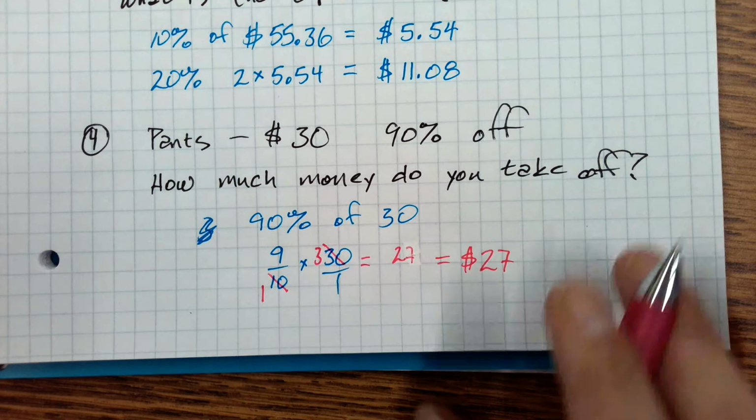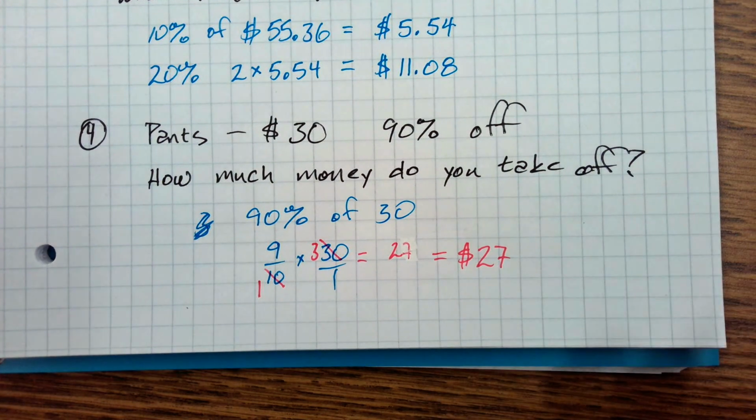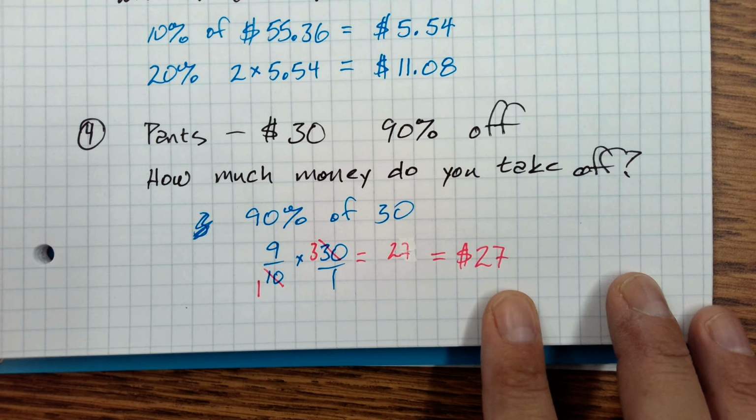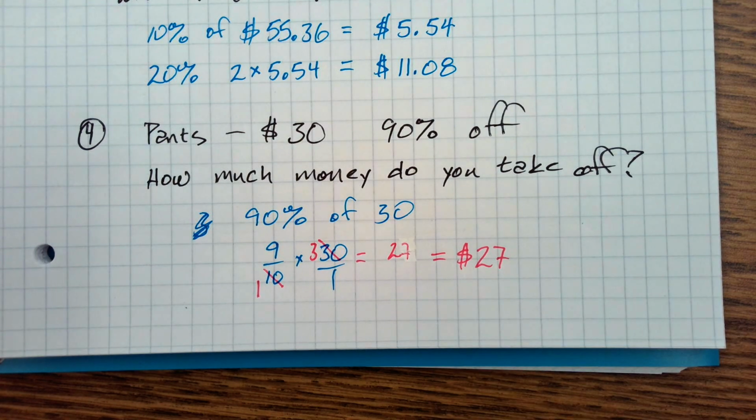So the question was, how much do you take off? You take off $27, so you wind up paying $3. The question was, how much do you get to take off? $27, if it's 90% off. Okay. So let's look at the assignment.